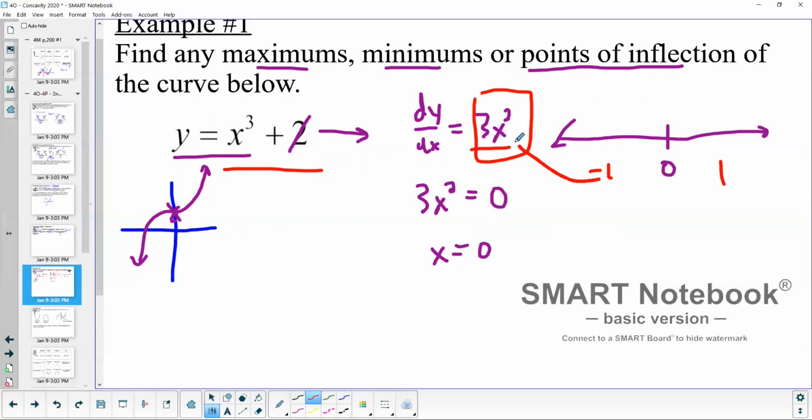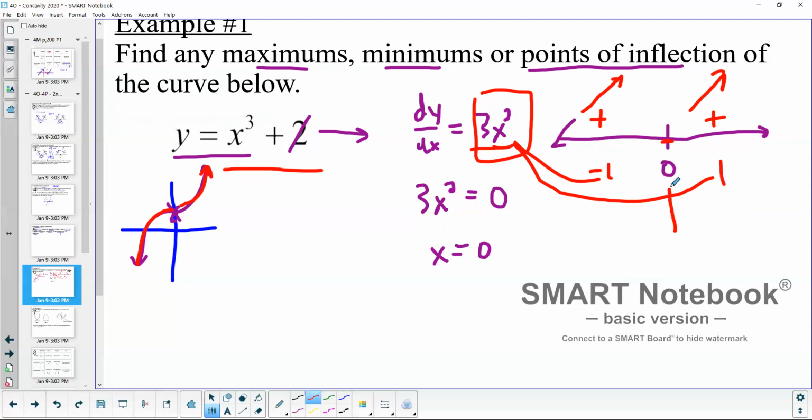And so plugging -1 into this, -1 squared is +1 times 3 is a positive. And so that tells me this function is increasing, which matches up with what we already know about the graph. It then flattens out at x equals 0, but then when I plug in +1, it basically gives me the same value. 1 squared is 1, times 3 is 3, so it's positive. So it continues to increase, which again matches up with our graph.